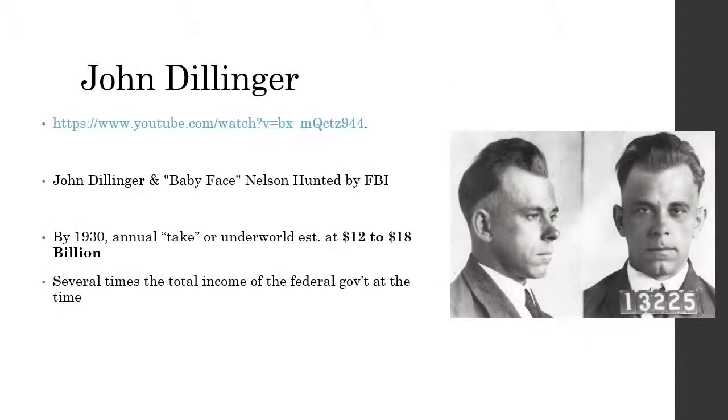And so another very famous gangster of the 1920s was John Dillinger, who's shown here. Sometimes you'll see him with Babyface Nelson. He is going to be hunted down by the FBI, and this video is some stock footage of that. It is footage from the time period discussing his capture. I put up some statistics on this side, so by 1930, just to put into perspective the level of this crime, the underworld had taken in more than the entire revenue of the federal government, $12 to $18 billion.